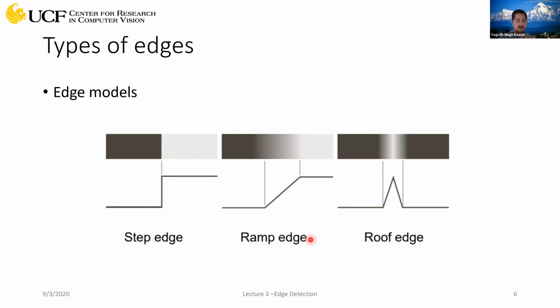You can have ramp edges. So you have smooth black, then it gradually changes to white. And if you plot this as a 1D curve based on the intensity, you can see that the intensity is gradually increasing and then staying the same. So that's a ramp edge. You can have a roof edge. This is again continuous black, then it turns white, and again goes back to black. And you can represent this as a roof in a 1D curve.